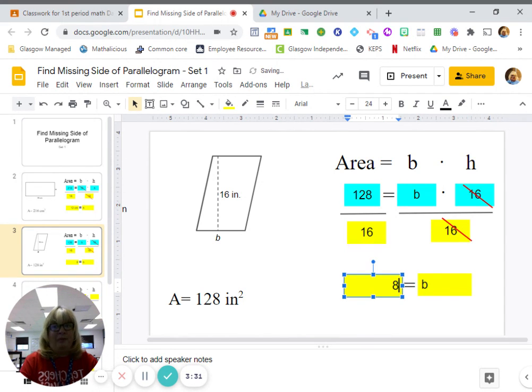Now, we got to label our answer. 8 what? Well, since the height was in inches, the base will be in inches.